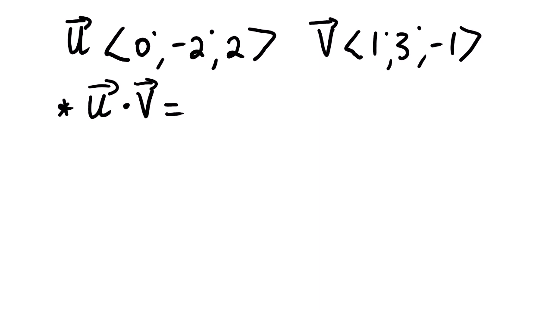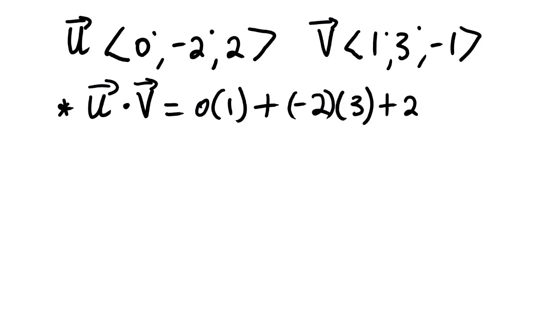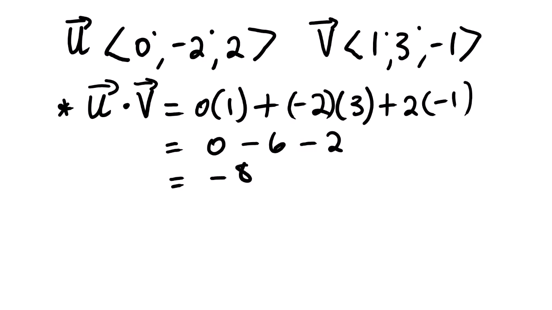Now as you all know, it will be 0 multiplied by 1 plus negative 2 multiplied by 3 plus 2 multiplied by negative 1. So we have 0, negative 2 multiplied by 3, it's a negative 6. 2 multiplied by negative 1, it's negative 2. So the answer is negative 8.